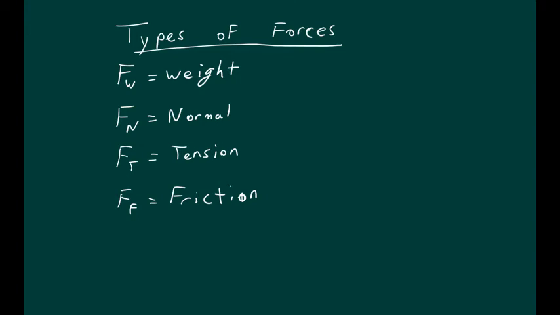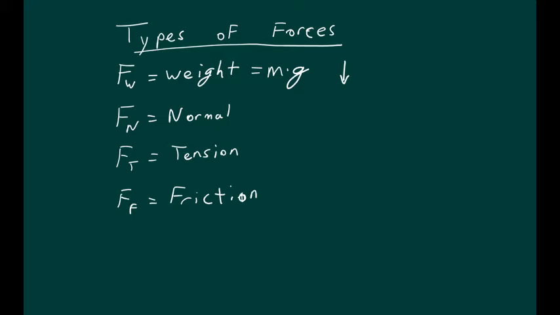Okay, guys, what we want to do now is just talk about the different types of forces. FW is weight, which is mass times gravity, gravity being 9.8. Make sure your mass is in kilograms, and G, of course, will be the acceleration due to gravity, negative 9.8. Now, weight always acts straight down. So whenever you want to draw a weight, that force, it is straight down.